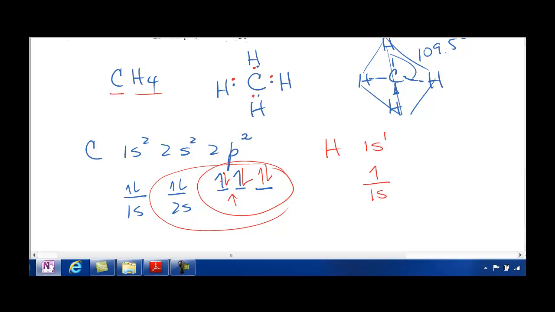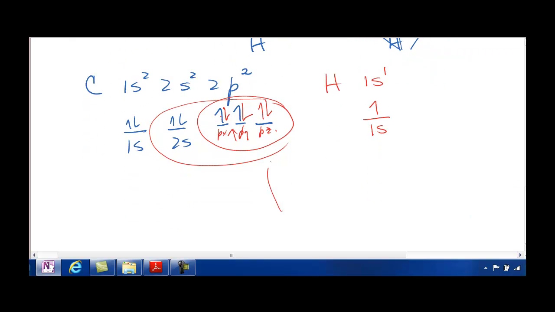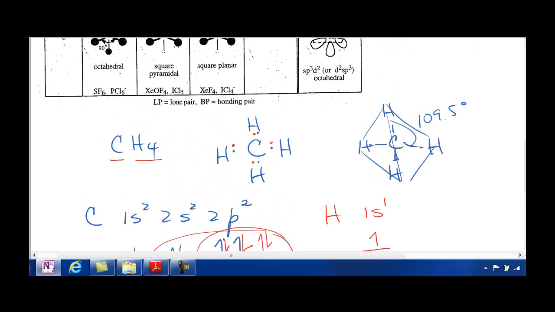A hydrogen bonding to a hydrogen? This, when we stop and think about what we did, doesn't make sense. Besides, the angles between the px, the py, and the pz are what? What are the 3 angles? They're 90 degrees, yes. And the angles here are what?